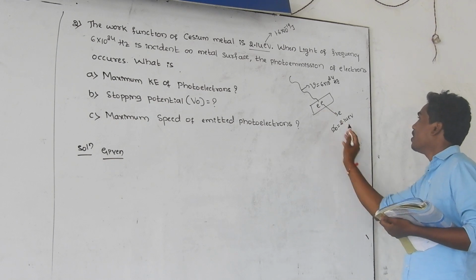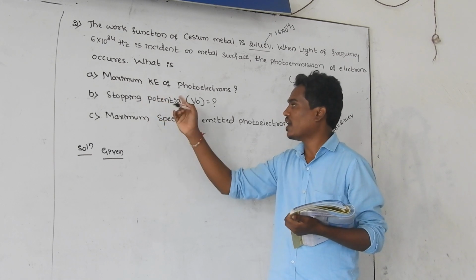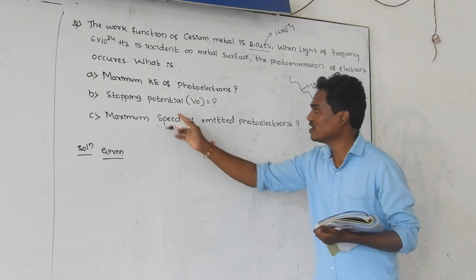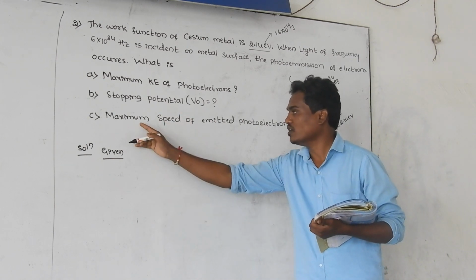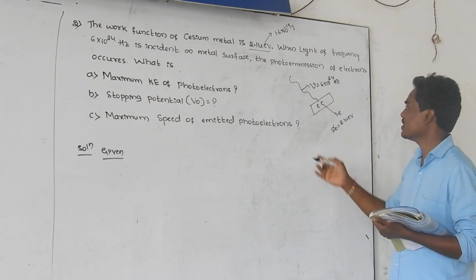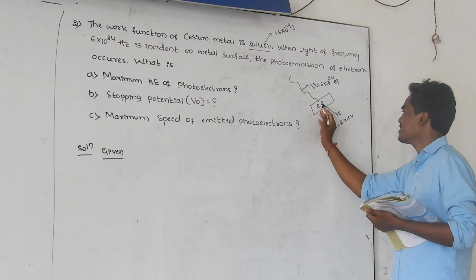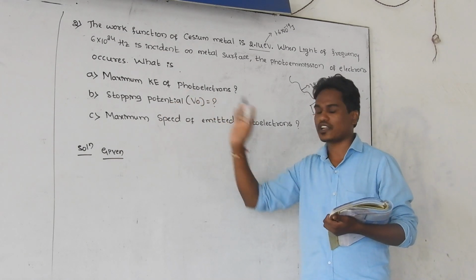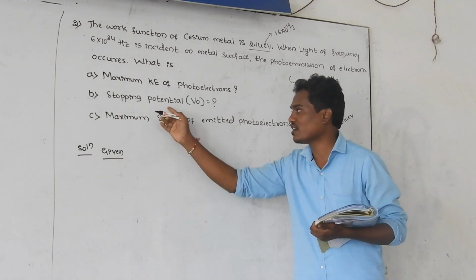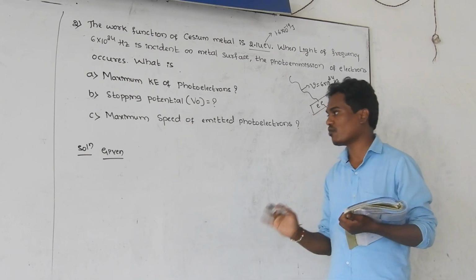Whenever this electron is coming out, we need to find its kinetic energy. Next, in order to stop this ejecting electron, how much potential do you have to apply? That you have to find out. And third, whenever the electron is ejecting from the surface of the metal, you have to find its speed or velocity. First one, kinetic energy: with how much energy is this electron ejecting? Second one, to stop that ejecting electron, what is the amount of negative potential you have to apply? And after ejection, what is the speed of that electron? Speed or velocity, you can call it whatever.